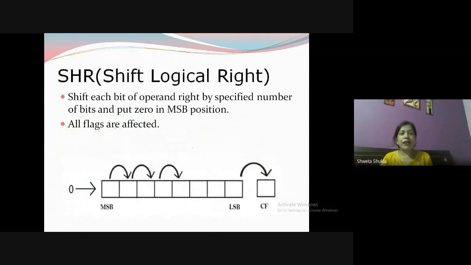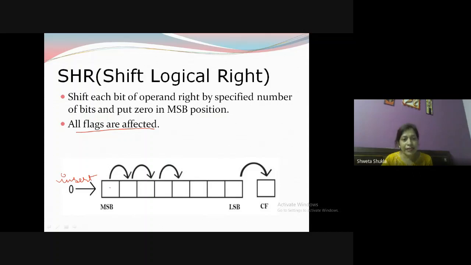Next is SHR, shift logical right. Now, as I said, SHR and SAR are different things, but SHL and SAL are the same things. In this case, all flags are affected. What will you do? In case of SHR, the same process happens. That means you have to shift all the bits toward the right side and you have to insert the 0 in the MSB. The same process that we have done in SHL.